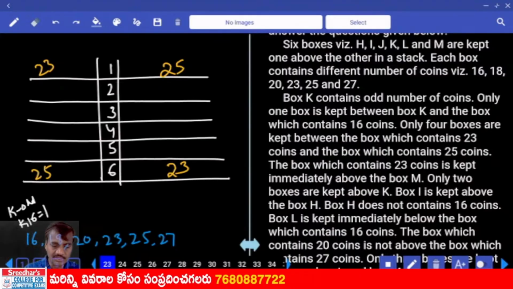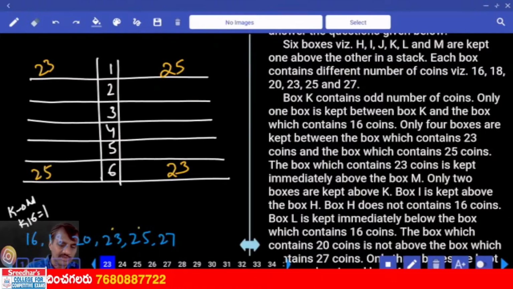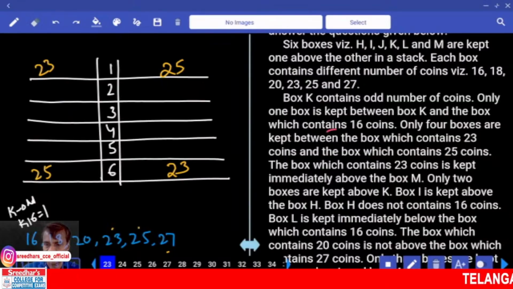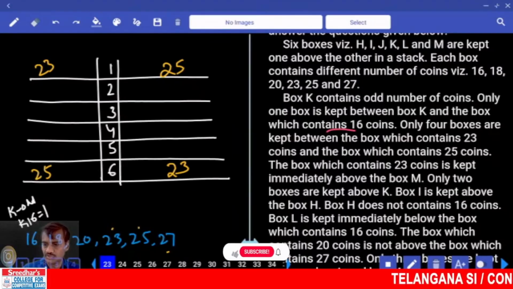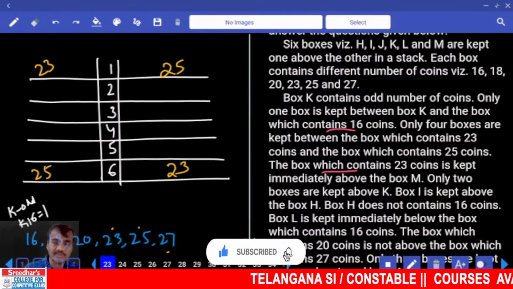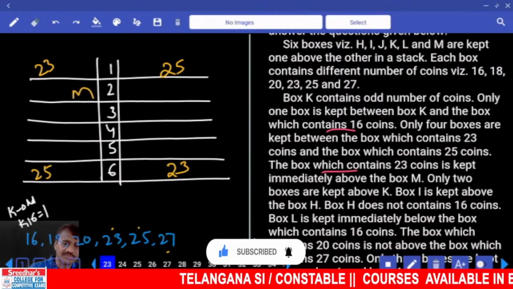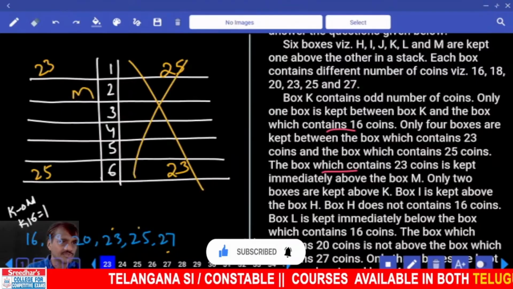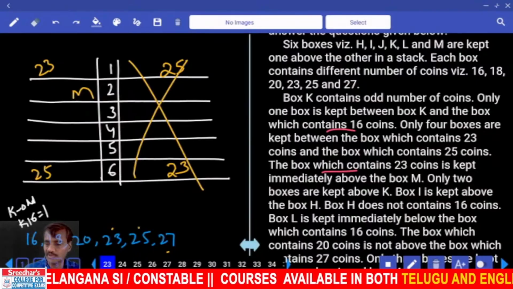Then K is odd, so K can be 23, 25 or 27. Then only one box between K and 16, and 4 between these two. The box which is 23 is kept immediately above M. Now 23 is immediately above M, so this case is ruled out. Got this one or not?